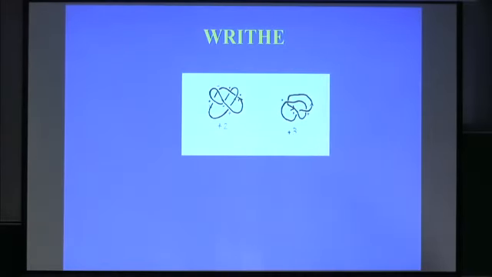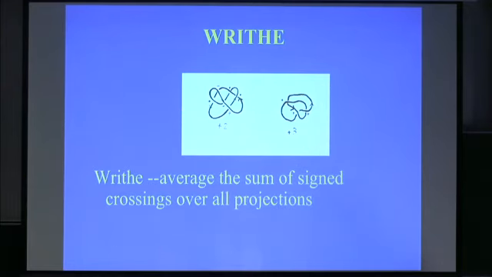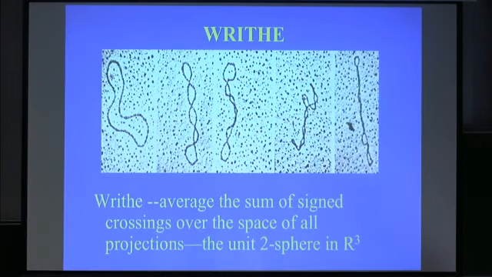And to compute the writhe of a circle in space, you think of the circle as being rigid, and you take a projection of it, compute the signed crossing number, you add up all the signs, then you rotate it a little bit, compute it again. So you simply average this integer number over all projections. And this gives you a real number, and it's called the writhe. It's a measure of non-planarity. If you have something that's really wound up, it has high writhe. So the writhe is the average of the sum of the signed crossings over the space of all projections, which is the unit 2-sphere in R3.